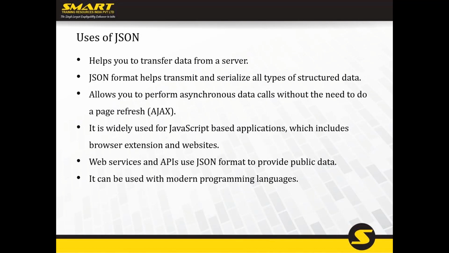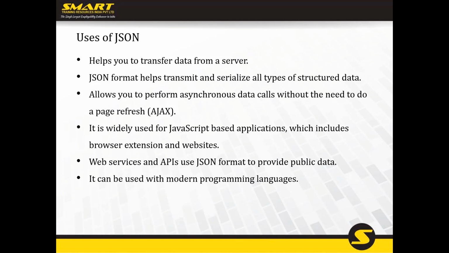Uses of JSON. It helps you to transfer data from a server to a browser. JSON format helps transmit and serialize all types of structured data. It allows you to perform asynchronous data calls without the need to do a page refresh. Basically, we use JSON with Ajax. So it is widely used for JavaScript based applications, which include browser extensions and websites.